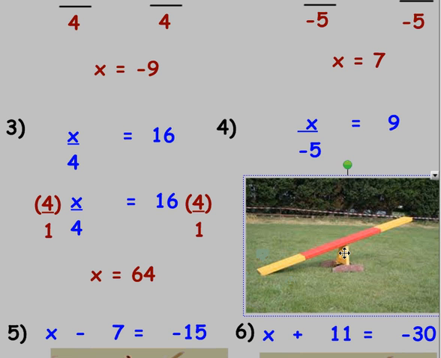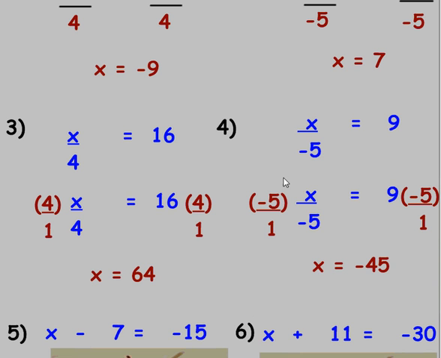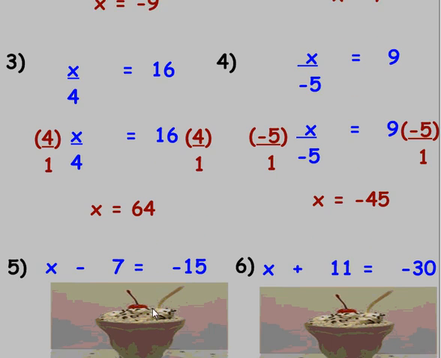Next one, we've got division by a -5. So the opposite is multiplication by -5. And we get a -45. -45 divided by -5 is 9.